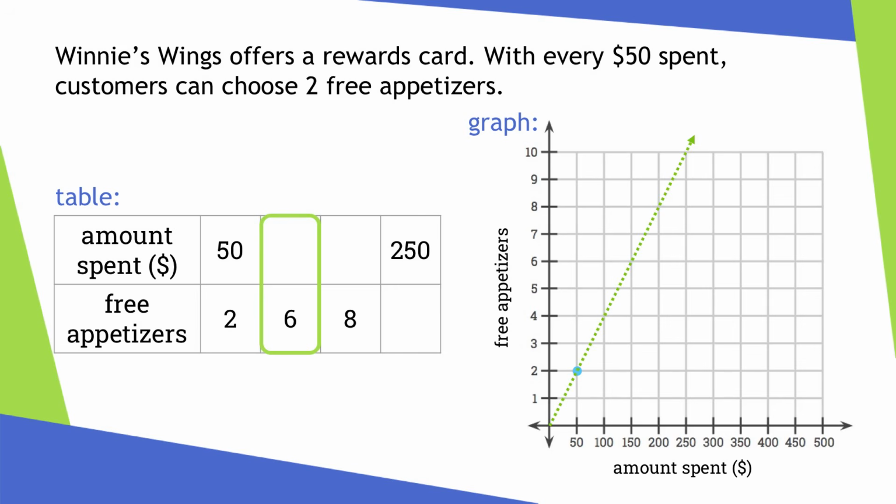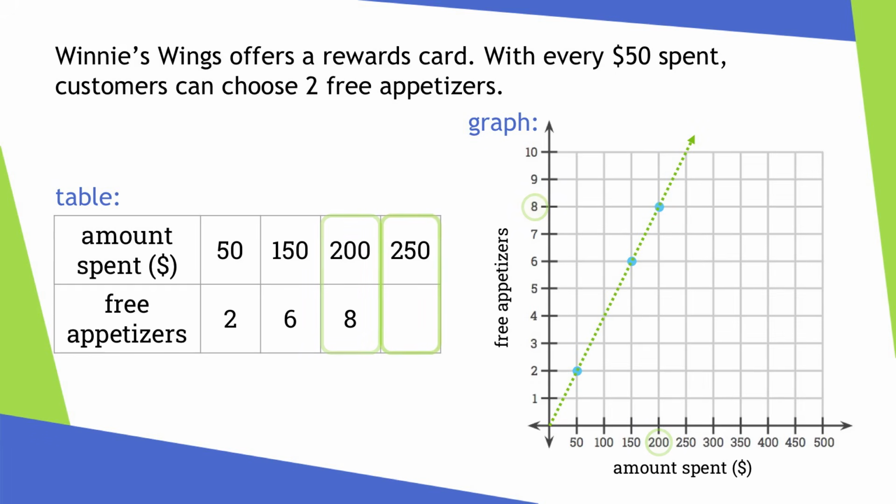From my table, we know that the next point should be at 6 appetizers. If we follow the pathway of this line to where the y value is 6, we see the x value is $150. We place that point on the graph, and while we're at it, we can fill in our table as well. We get 6 free appetizers after we spend $150. Our next point should be at 8 appetizers. If we continue on the line, we see that when the y value is 8 appetizers, the x value is $200. We need to spend $200 for 8 free appetizers. So we plot that point and fill in our table.